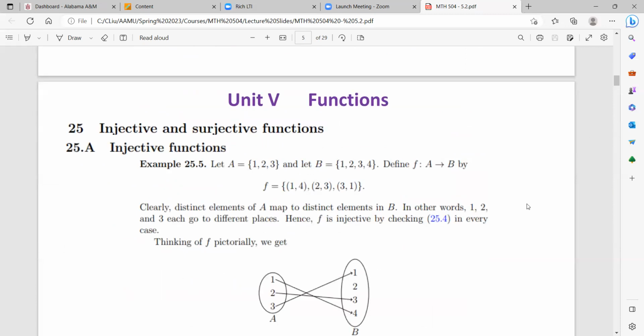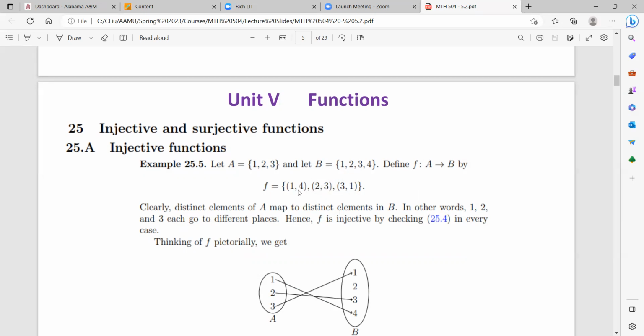So let's just start from a simple example. Suppose we have two sets, A and B, the domain and the codomain, respectively. A has three elements, 1, 2, and 3, and B has four elements, 1, 2, 3, 4. We define a function f from A to B by the following ordered pairs. All functions can be written as a set of ordered pairs, as you know. So 1 maps to 4, 2 maps to 3, and 3 maps to 1.